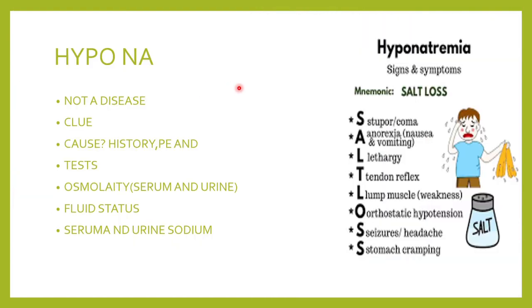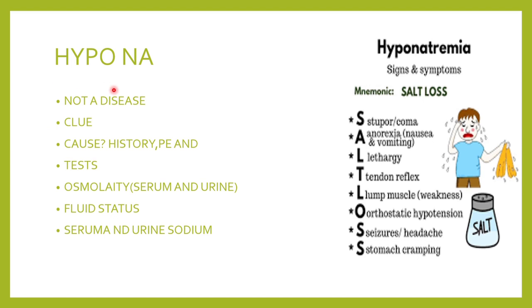Remember, hyponatremia is not a disease. There is something which is causing hyponatremia, so it is just a clue to a disease. We have to find out the cause and the history of the patient. We have to examine the patient. We might have to do certain tests to find out the actual cause of hyponatremia. We will also have to see the serum osmolality and the urine osmolality, the fluid status of the patient, and the serum sodium and urine sodium levels to come to a conclusion.